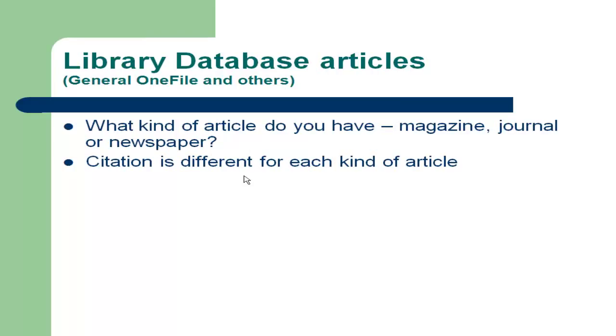When we are talking about citing library database articles from databases like General OneFile, CINAHL, PsycInfo, these sorts of databases are going to be made up of different kinds of articles. Most of our databases have a combination of magazines, journals, and newspaper articles. And the citation style, while similar, each one of them does require an author and a title and a date, each one of them is slightly different from the other, so you must know what it is that you're dealing with to know how to cite it.